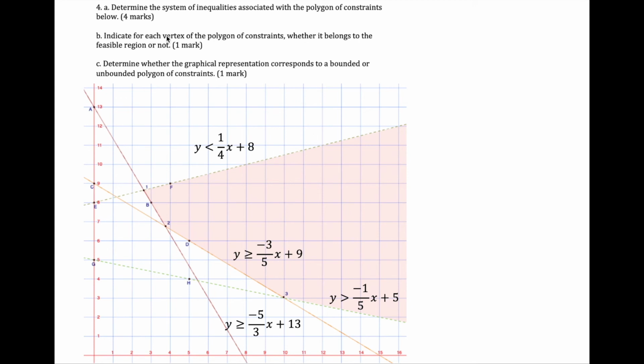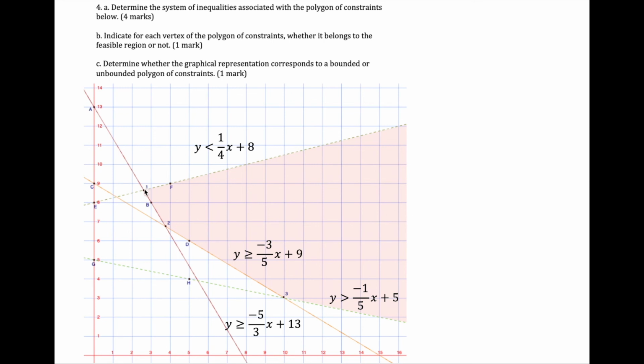4b, indicate for each vertex of the polygon of constraints whether it belongs to the feasible region or not. I'm going to start with point number 1, right here, point 1. Point 2 and point 3. Those are the 3 vertices of the polygon of constraints that we can see. Presumably this is going to go on forever and keep expanding. The pink part kind of runs away. This would be totally unbounded.